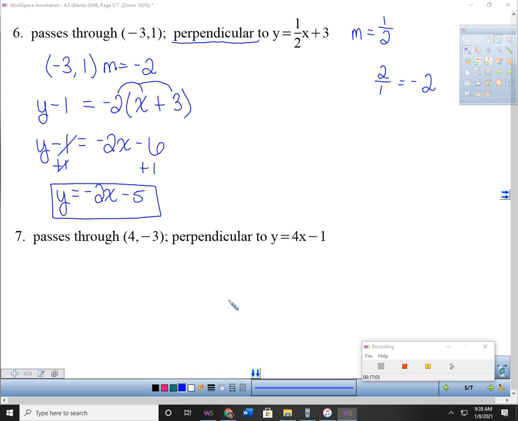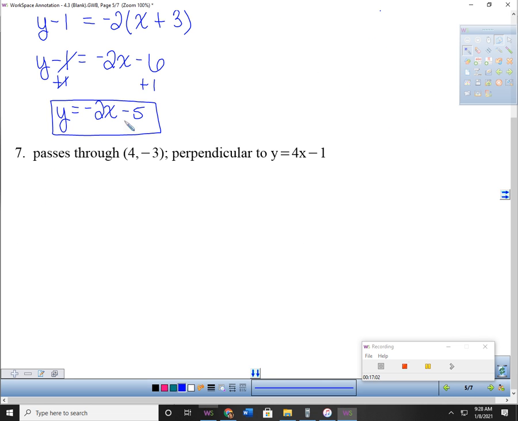All right, so on number 7, we're passing through the point for -3, so that's valid information. And I'm perpendicular to this line. So the slope of the line they gave me is 4. And I'm going to make that a fraction by putting it over 1.